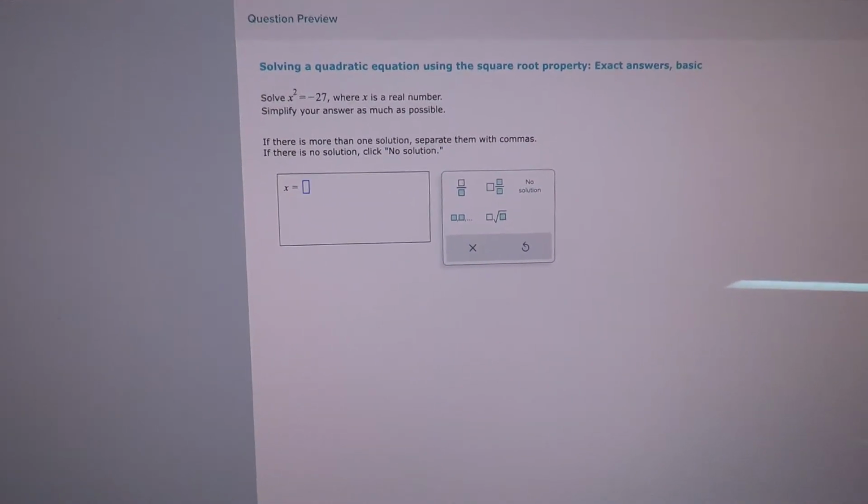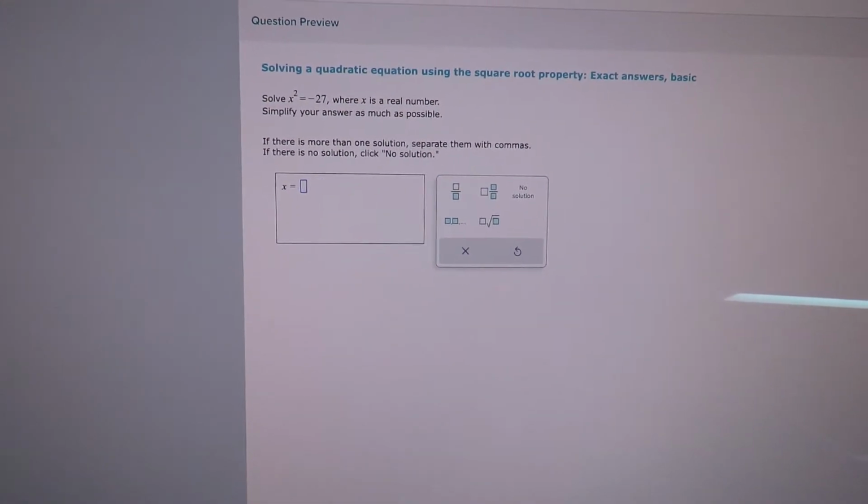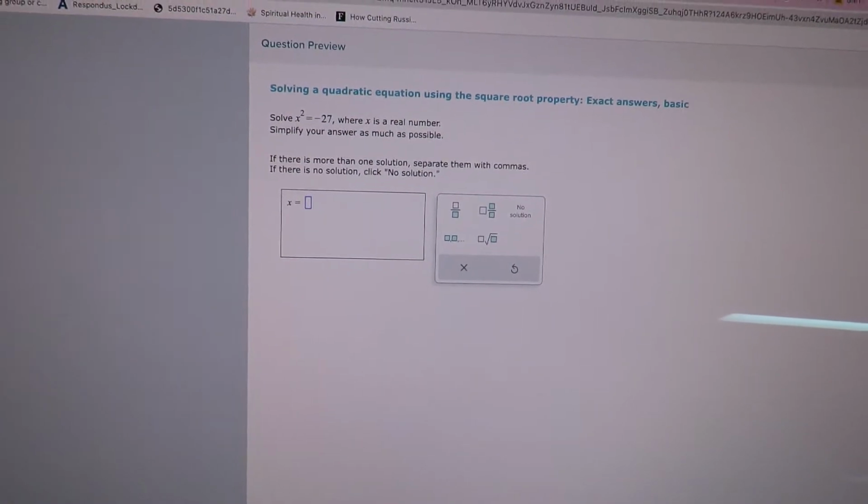Hi gang, we're going to solve a quadratic equation using the square root property. I'll start with the one on the screen.